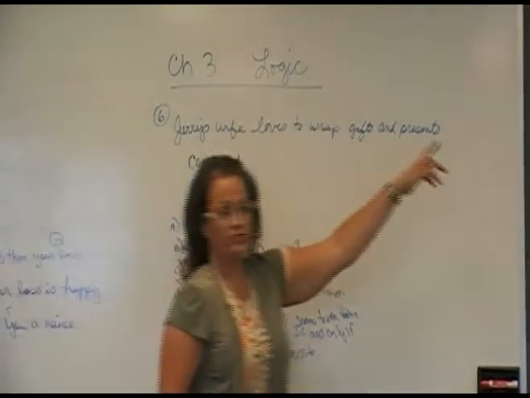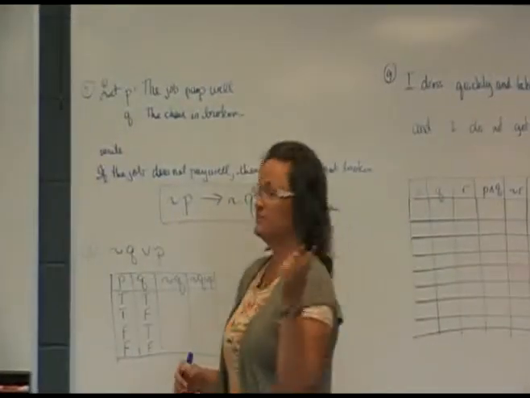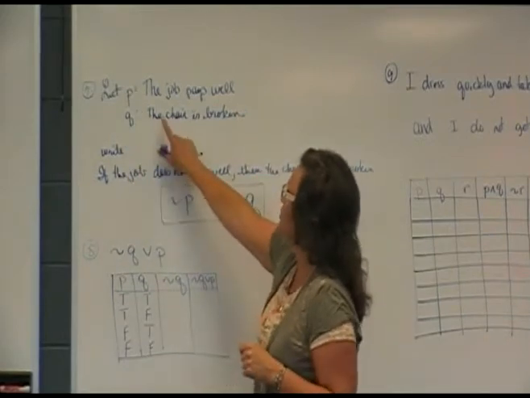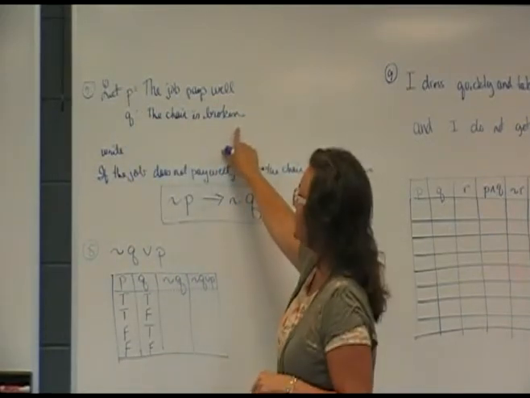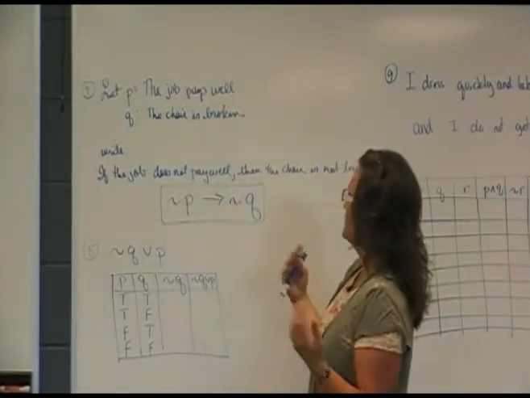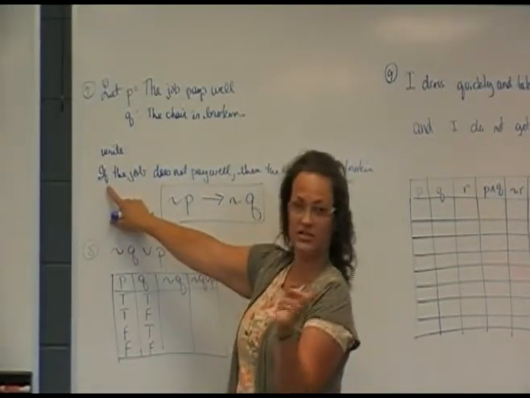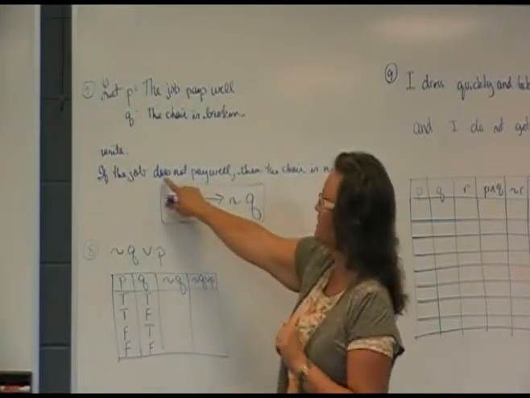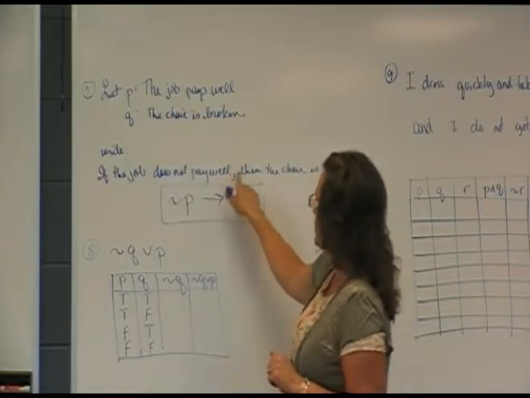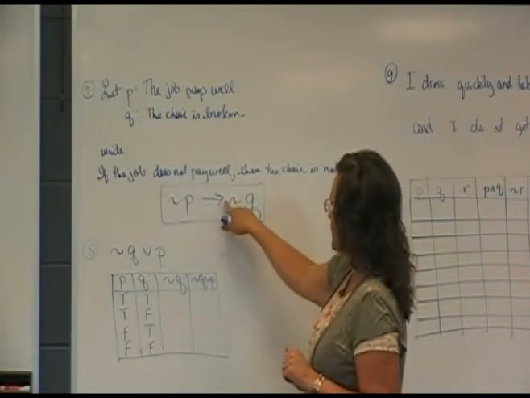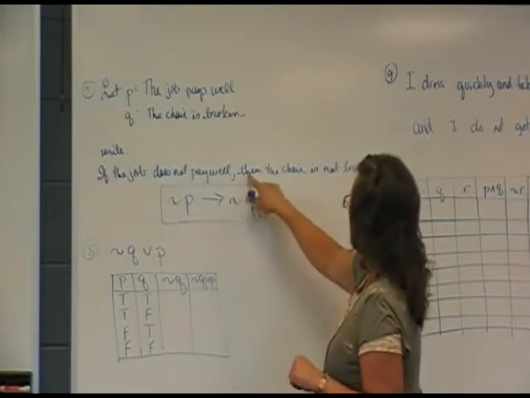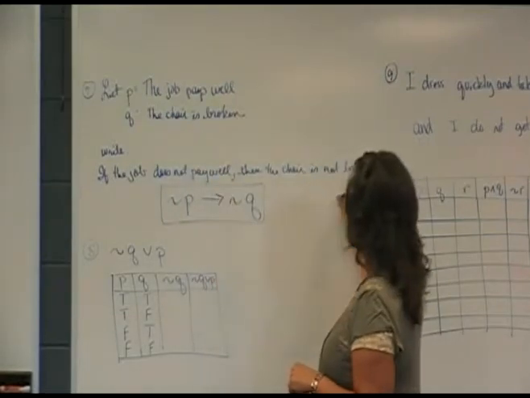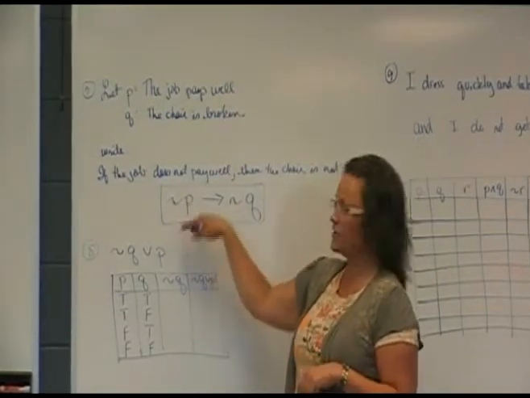All right, so moving on over to number 7. So we have 2 statements, 2 simple statements. The job pays well, statement P, and statement Q, the chair is broken. 2 ideas, 2 statements. So it says, write this sentence in symbolic language. If, here's an if-then statement, so it's going to be a conditional thing. If the job does not pay well, notice how they negated statement P, does not pay well, so that's not P. Then, there's the if-then symbol. Then, the chair is not broken. The chair is broken with statement Q. Looks like we negated that, so not Q. So this would be the symbolic language for that statement.